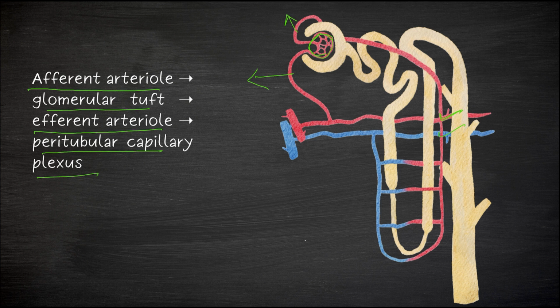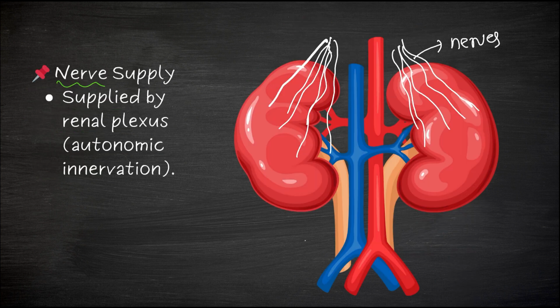Again repeating. This one is the afferent arteriole. It enters the Bowman capsule. You can see this is the Bowman capsule. Here it forms a tuft of blood capillaries called the glomerulus. From this arises the efferent arteriole. Then again they form a capillary network around the renal tubules, called the peritubular capillary plexus. Nerve supply: the kidneys are supplied by the renal plexus, autonomic innervation.